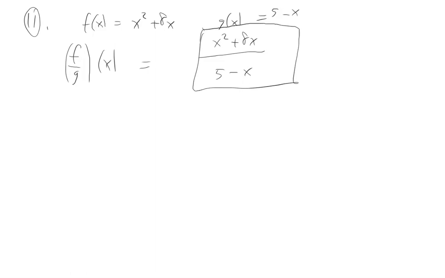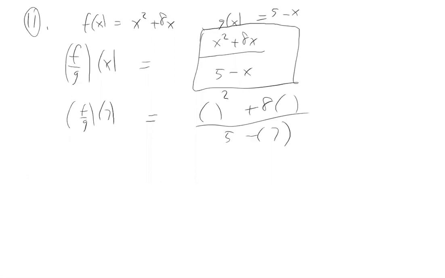Then now we need to find f over g of 7. So what you do is you take f over g of x, and then you plug in 7. So it's going to be 7 instead of x, and then squared. And then in the bottom, 5 minus 7, right? So I'm going to change the color of the 7. So we're plugging in 7 everywhere that there is an x.